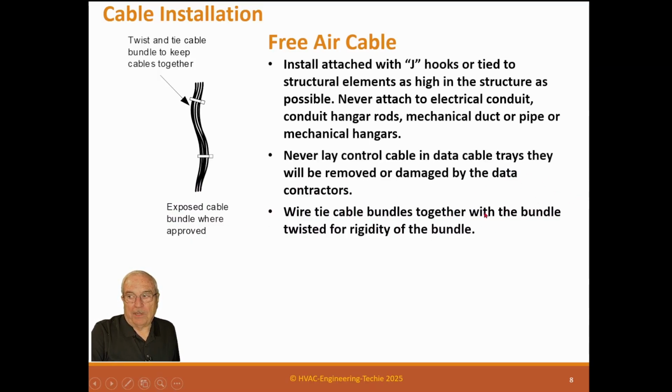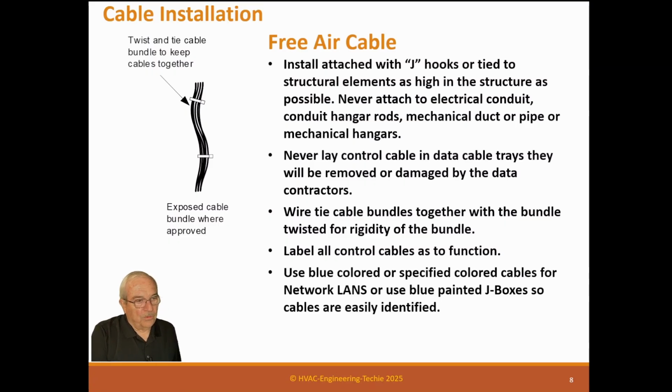Wire tie cable bundles together with a bundle twisted for rigidity. So if you have about 10 or 20 wires all going the same place, you want to twist them together and then tie the whole bunch off to secure it to a structure. This gives it a nice installation. They're not loose, they're together, they stay together when they're twisted. And it makes an installation that will not be easily damaged. Label all control cable as to function at either end, remember.